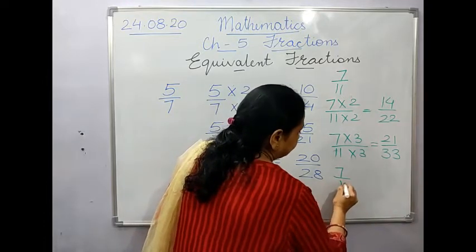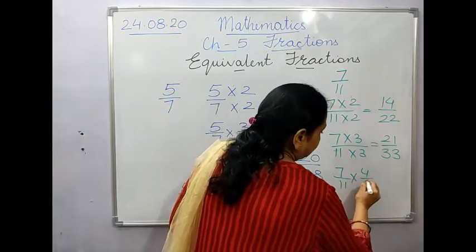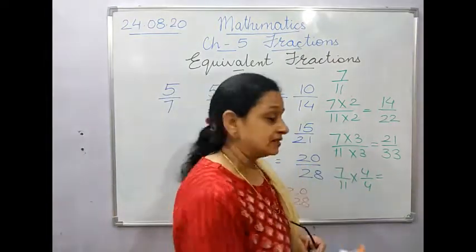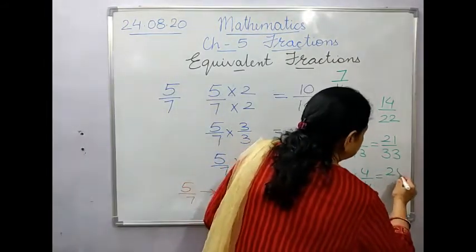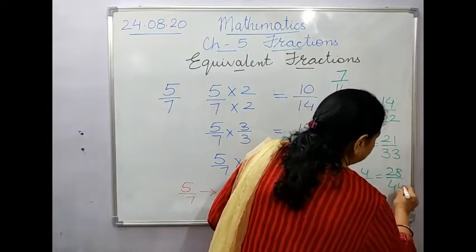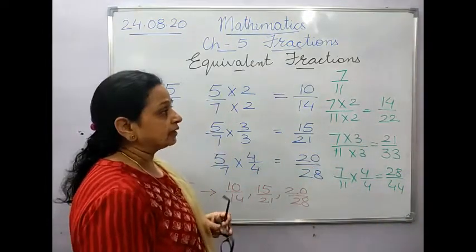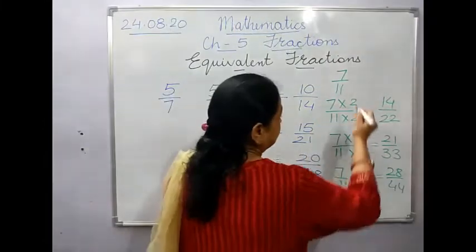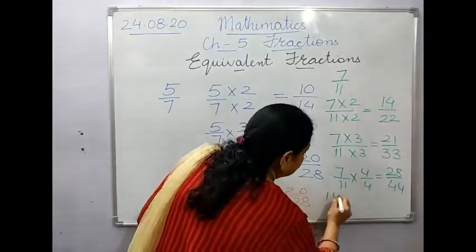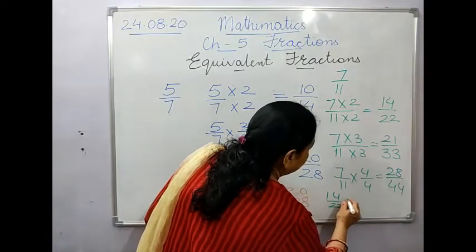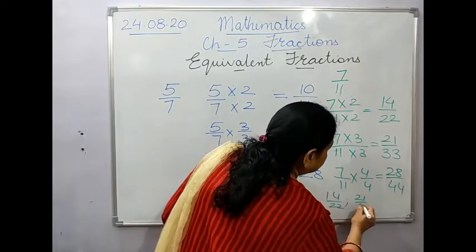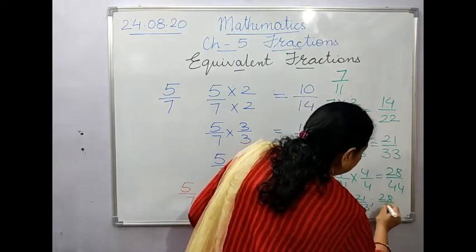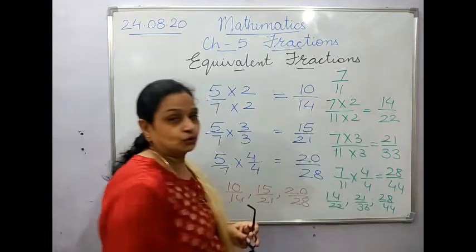Another, next 4. Children must only remember that you have to multiply by the same numbers. 7 4s are 28 and 11 4s are 44. So what are the equivalent fractions of this? Equivalent fractions of 7 upon 11 will be 14 upon 22, 21 upon 33, 28 upon 44, and so on.